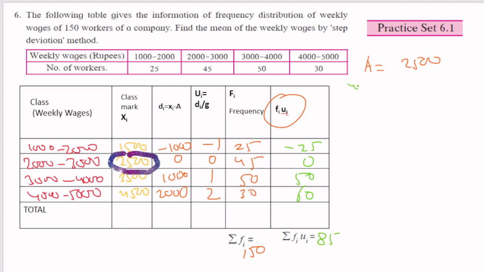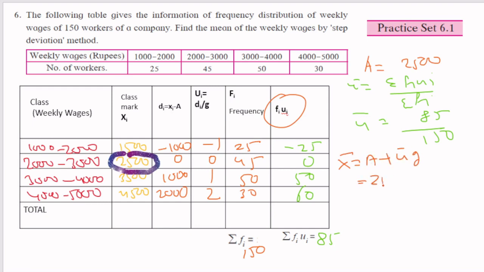Using that, you can calculate U bar. U bar is nothing but summation of fi ui divided by summation of fi, and is equal to 85 divided by 150. You can do this later also, it's your choice. No need to write separately. So mean is equal to X bar, assumed mean plus U bar into G. Assumed mean was 2500, U bar is nothing but 85 upon 150, and your G is 1000. So this will get cancelled. Once you calculate, this number will be 566.